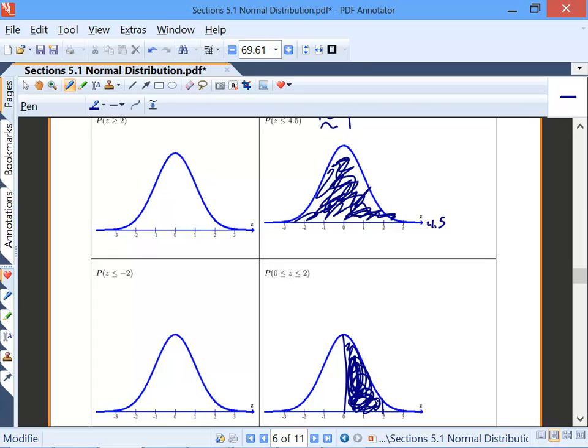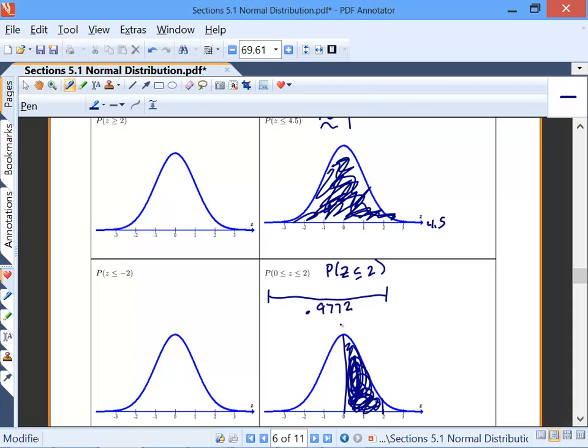Okay, subtract these two areas. So for example, the area, we could do the probability that z is less than or equal to 2. That would be from 2 all the way over, and that was, look up above, what was it? Was it 0.9778? 0.9772?